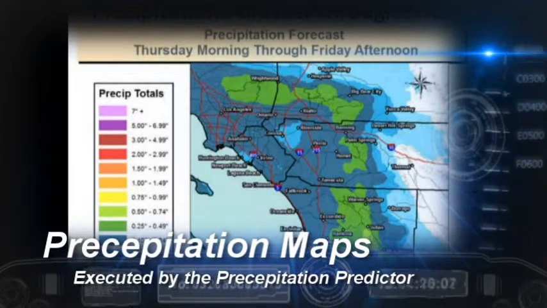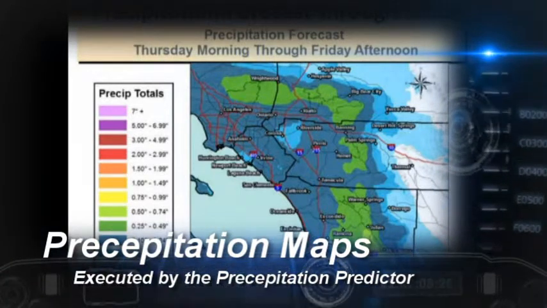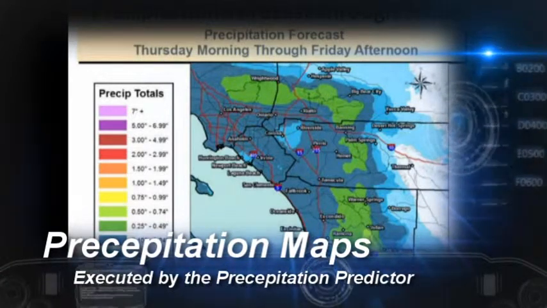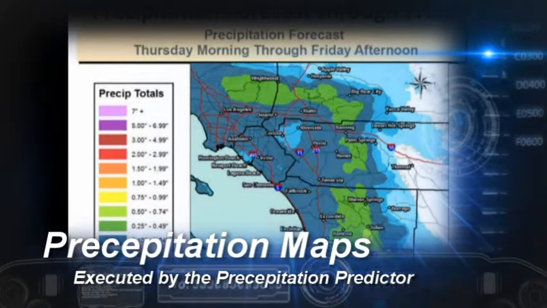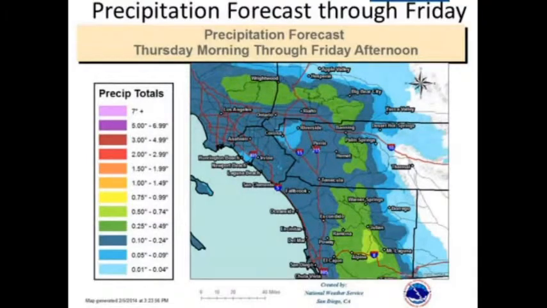This is a precipitation map. On this map, you can see the amounts of precipitation in different parts of the country. As the precipitation predictor, you will go through your region, finding different areas of precipitation. Then, you will go through and analyze that information and tell us what you've learned.